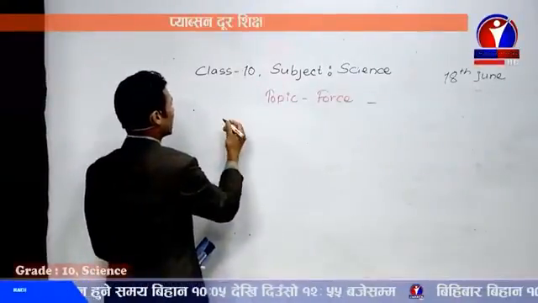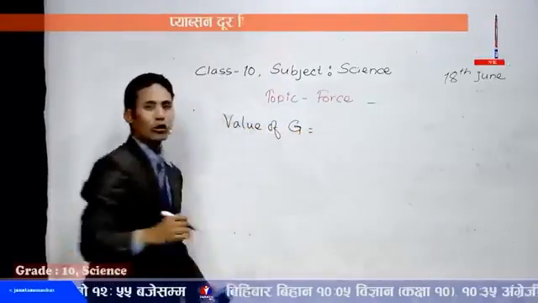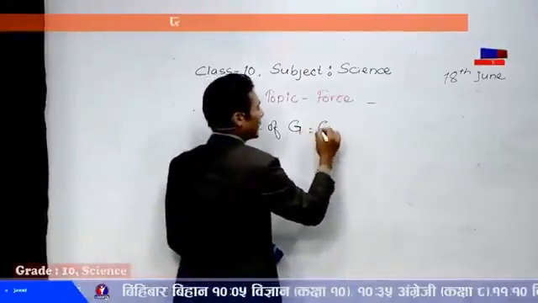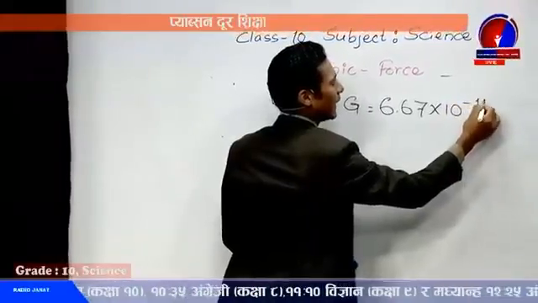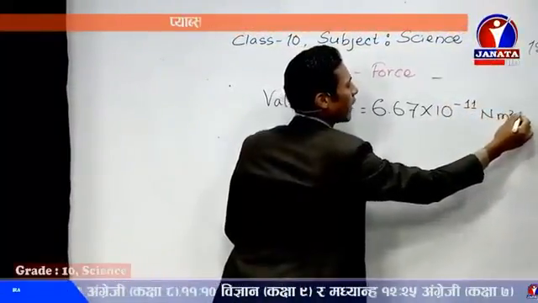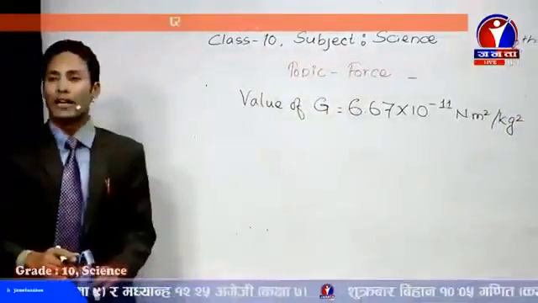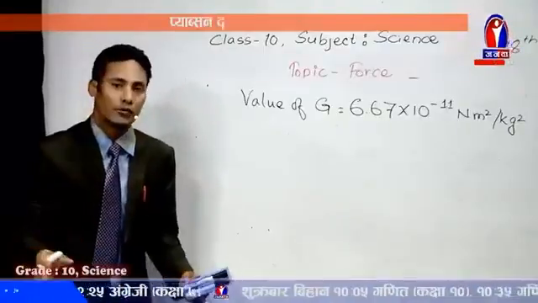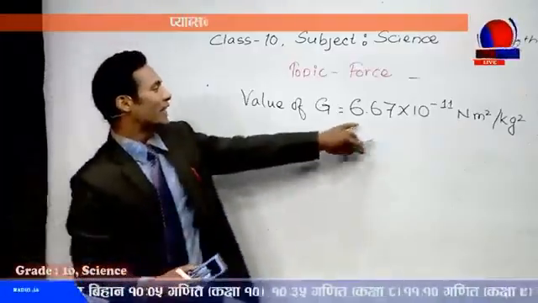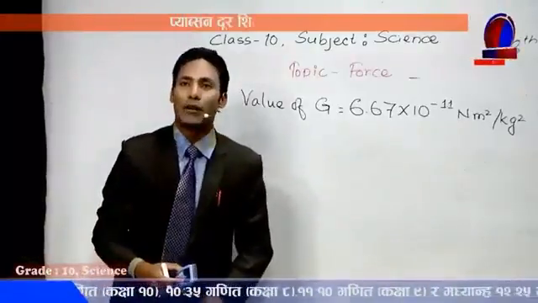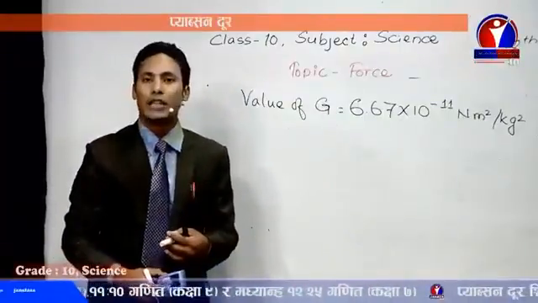So the value of G is 6.67 × 10^-11 Newton meter square per kg square. This is the constant value everywhere. Wherever you visit, the value of capital G will be the same. That is 6.67 × 10^-11 Newton meter square per kg square.